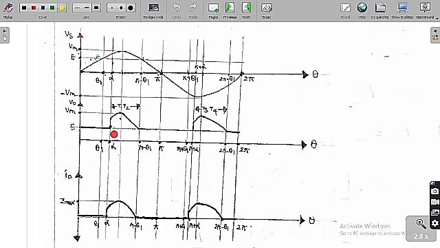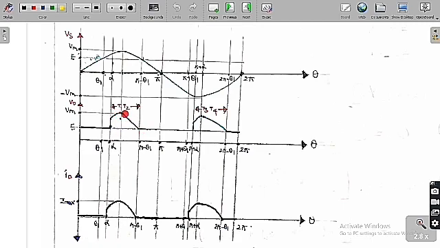Only at alpha do we trigger T1 and T2. So we have triggered the thyristors T1 and T2, and they are going to turn on. Now the output voltage is equal to the source voltage, and the output current is equal to the output voltage minus E, divided by R. So here it is going to follow the source voltage.